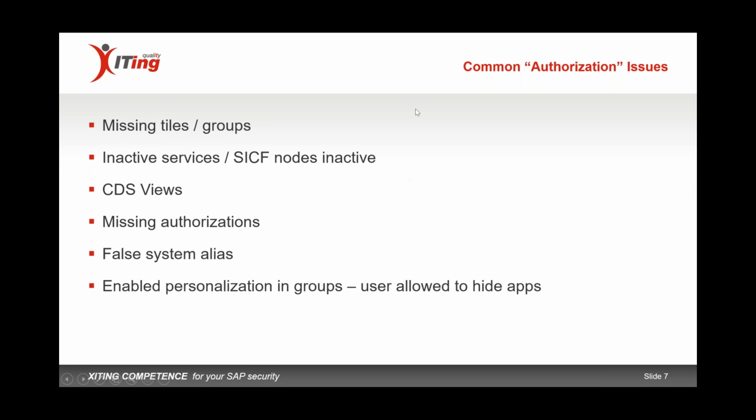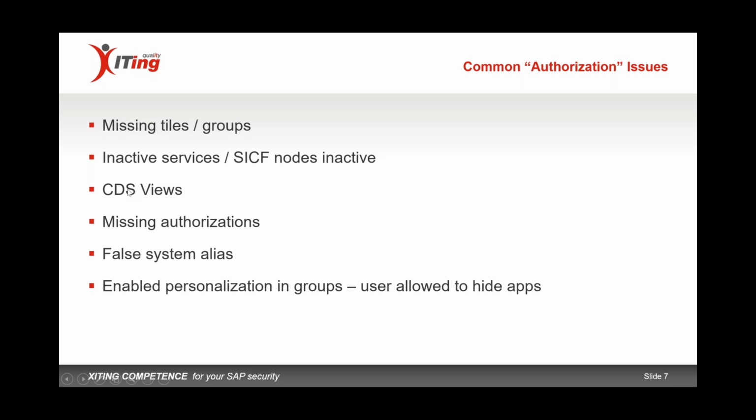So very common issues that we see are users that have missing tiles, missing groups. They cannot see them for whatever reason. Could be that they see an application, but when they click on it, they cannot start it because there might be OData services in the background which are not active, or some SICF nodes are not activated, certain things like that. And we'll get into more of those specifically in just a little bit.